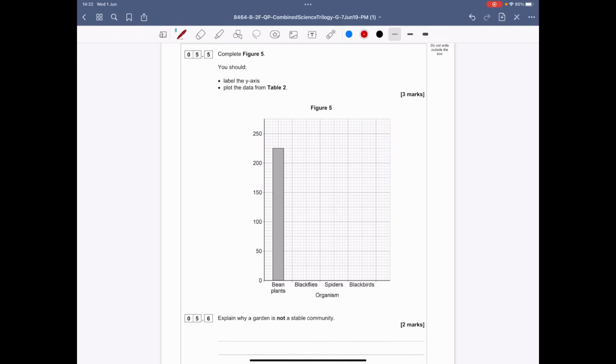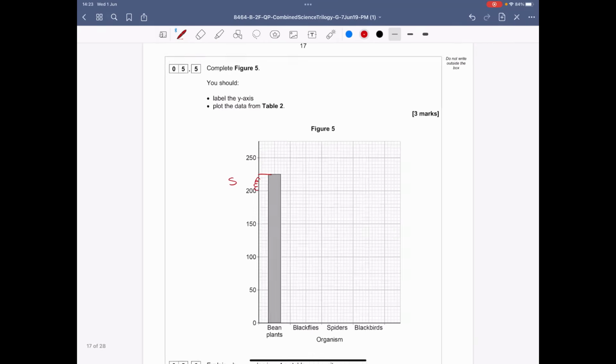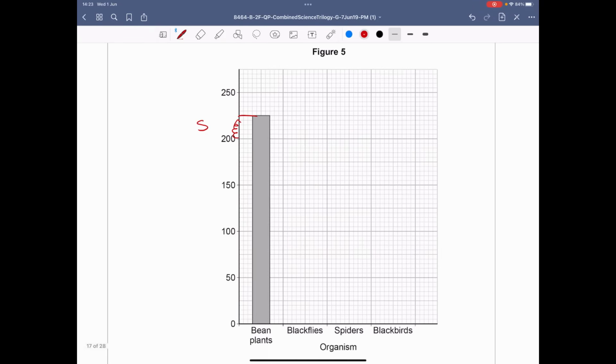Question 5.5, you then need to complete the bar graph, okay, and we need to label the y-axis and plot the data from table 2. So we've been given that bean plants go up to 225. So we know that each of these little squares is then worth 5. Black flies is 115, so we can go up to 100, and it would be up 3 squares because it's 115. Okay, and then trying to make sure that we draw the bars.